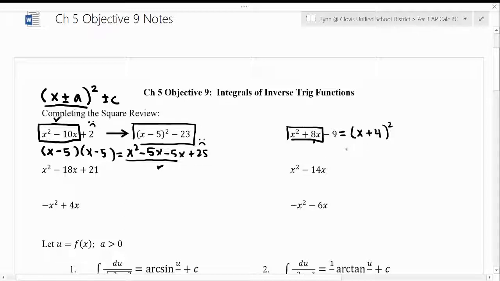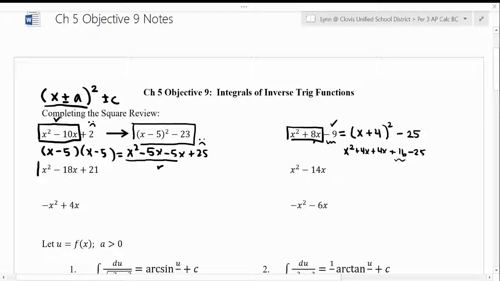So if I were to distribute this, I would get x squared plus 4x plus 4x plus 16. But I don't want plus 16. I want a negative 9. So what do I have to subtract from 16 to get negative 9? That would be 25. So this would be 16 minus 25, which would give me the negative 9. Okay? All right, so let's take a look at another one.